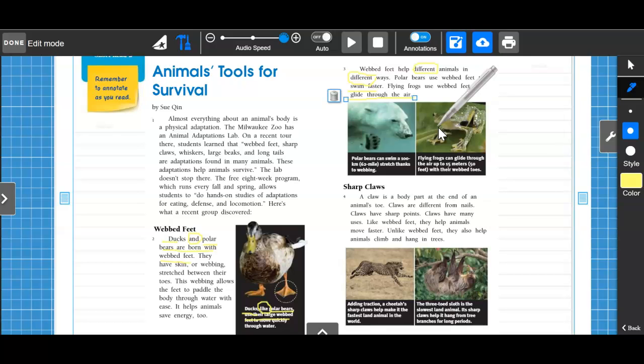Now, what you're going to do is you're going to reread paragraph number 4, and I want you to go and find what they're talking about. The author is showing you certain things about the animals. Go and find some similarities or differences in paragraph number 4, just like we just did.